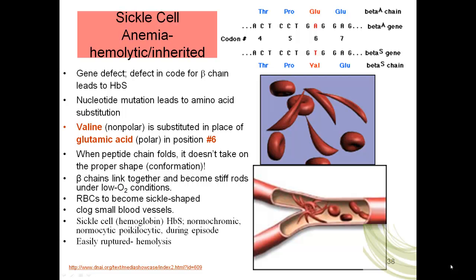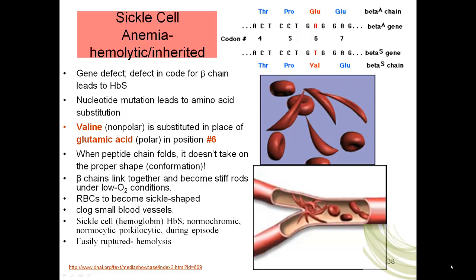Now, glutamic acid is a polar amino acid. Valine is nonpolar. And you remember me telling you that the amino acids with their functional groups dictate the chemistry of the protein. So with such a little change comes dramatic effects. What happens is, with sickle cell disease, when the red blood cells come into conditions that have low oxygen content, then the beta globin chains start to link together and they form these stiff rods inside the red blood cell.